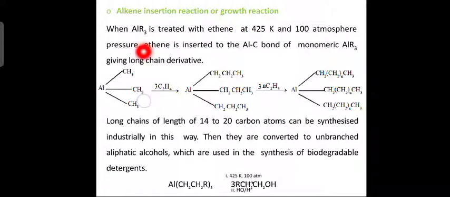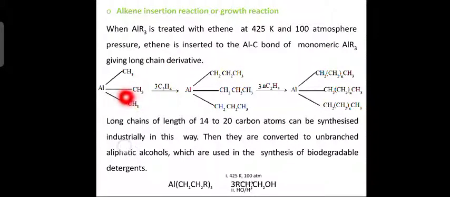Now let us see an example, how it reacts. When AlR3, the trialkyl aluminum, is treated with ethene, which is an unsaturated compound, an alkene, at 425 Kelvin and 100 atmospheres pressure, this is the pressure and this is the temperature. Ethene is inserted into the aluminum carbon bond of monomeric AlR3, giving a long chain derivative.